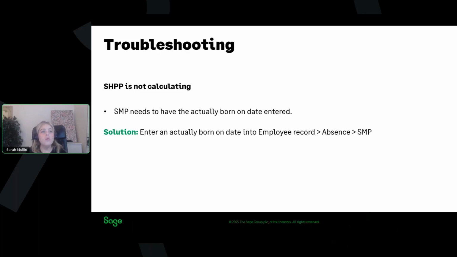Now, when you're recording statutory maternity pay to start off with, you don't actually need to enter that date for the maternity pay to pay out. However, if they are then making the transfer to shared parental pay, it does need to have that date within the employee record. So nice easy solution for that one is just into the employee record, into absence, into SMP, and pop the actually born on date in there.